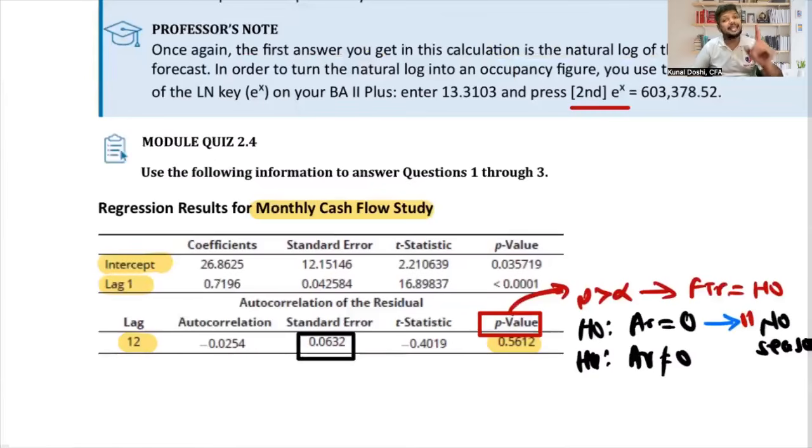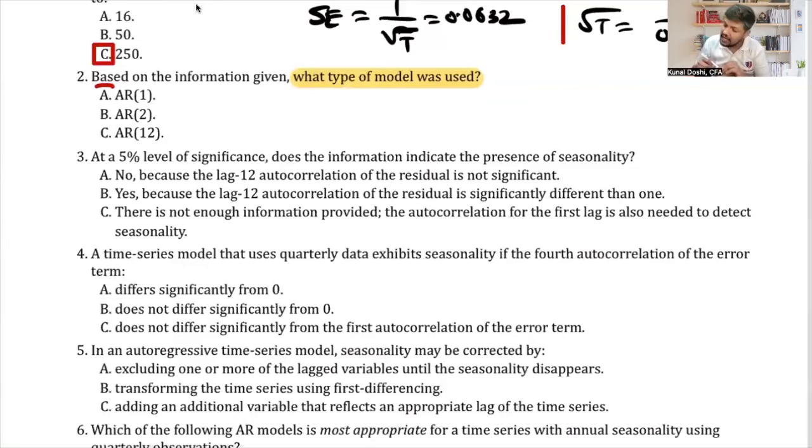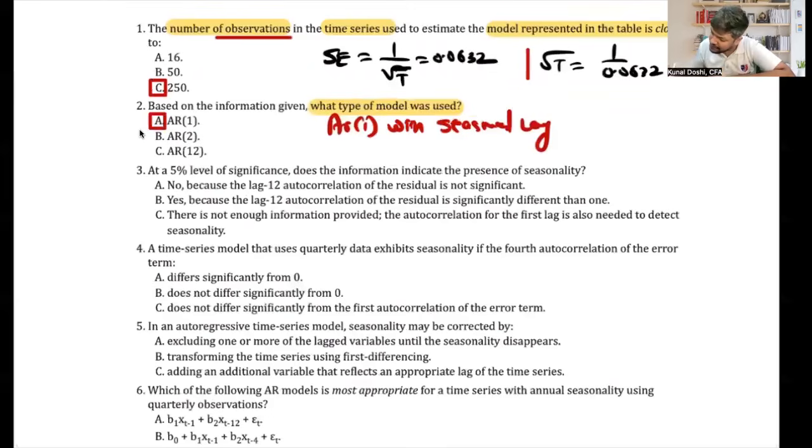Before I go ahead, it is AR1 model only. We cannot say it is AR2 model. We say it is AR1 with a seasonal lag. We say it is AR1 only, but we say it correctly. It is AR1 with seasonal lag. Understood, everyone? We don't say it is AR2. Clear?